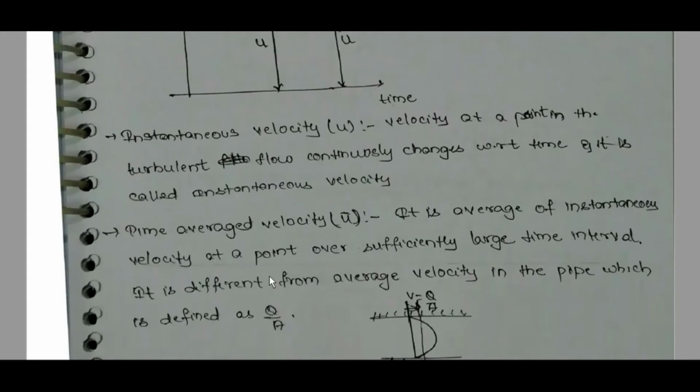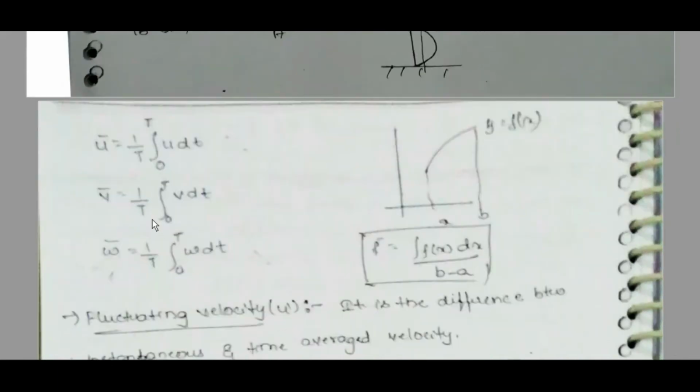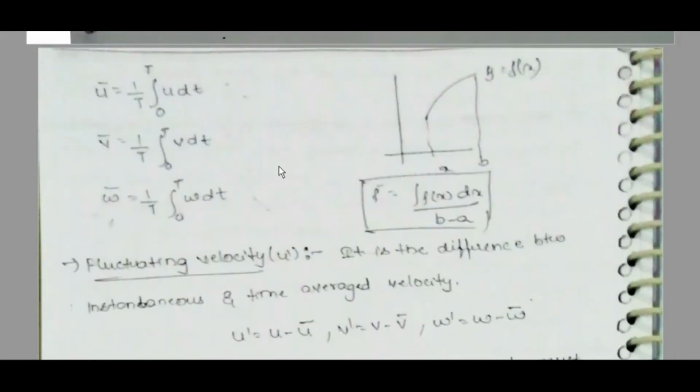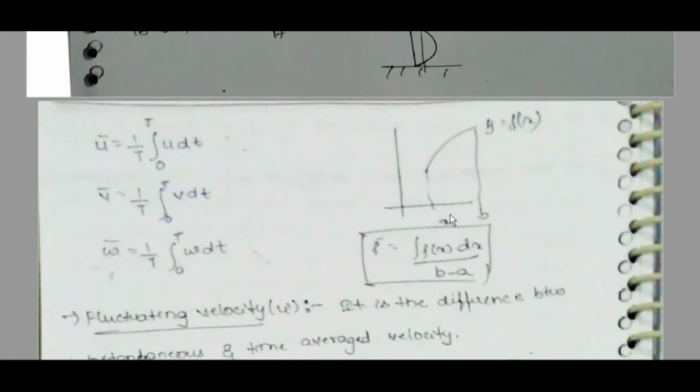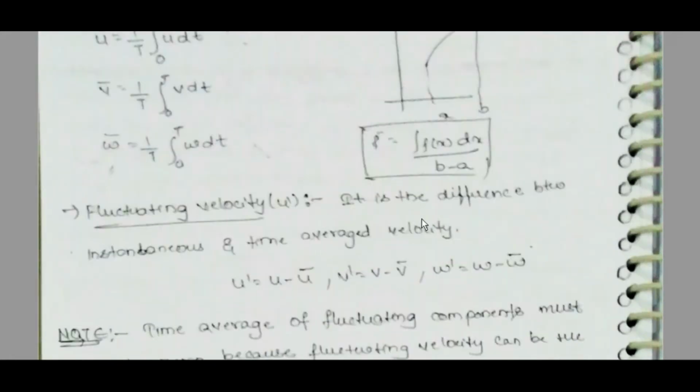It is different from average velocity in the pipe, which is defined as V equal to Q by A. U bar is equal to 1 by T integral 0 to T u dt. V bar is equal to 1 by T integral 0 to T v dt. W bar is equal to 1 by T integral 0 to T w dt. In general, f bar is equal to integral of f of x dx by b minus a.